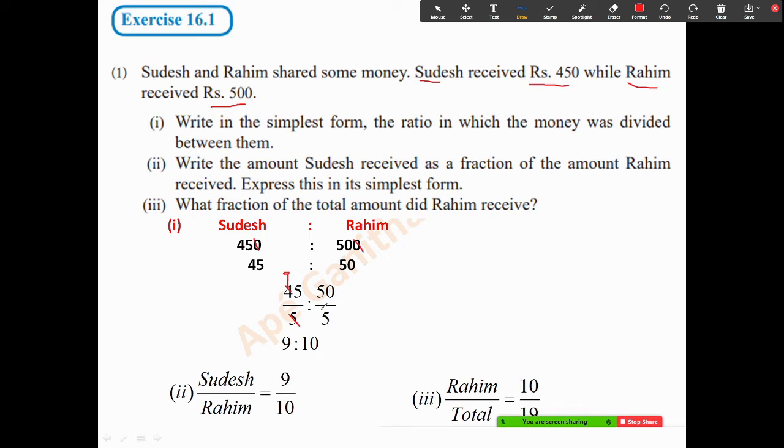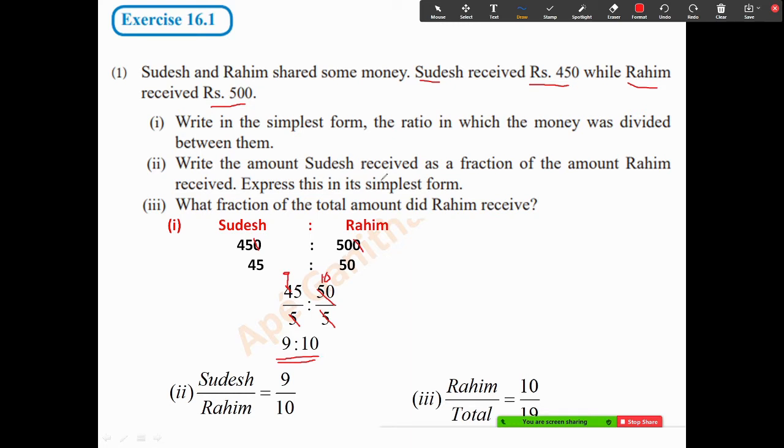Then 9. When you divide 50 by 5, 5 into 10, 50. So, here 10. So, what is the ratio in the simplest form? Ratio is 9 to 10.